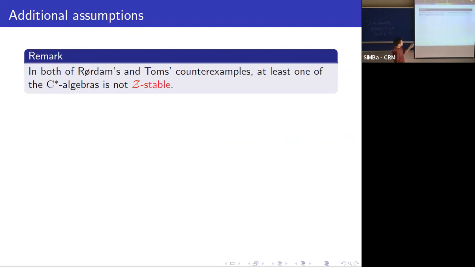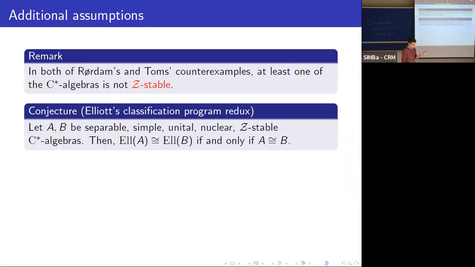And so, well, as I said, in both of these counterexamples, at least one is not Z stable. So of course, what's the natural thing to do? Well, let's rephrase the conjecture. And let's say now that the conjecture says that for separable simple unital nuclear Z stable C*-algebras, isomorphism of the invariant must be the same as an isomorphism of the C*-algebras. And this, after 30 years, turns out to be true.